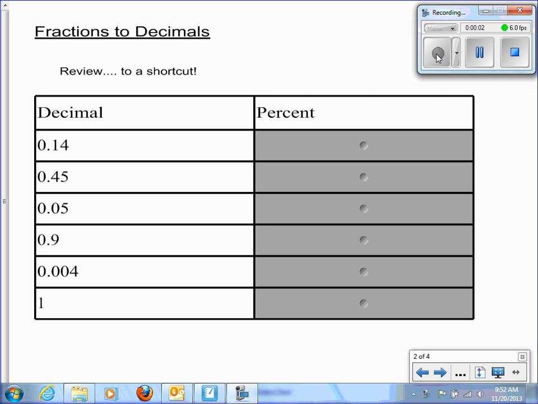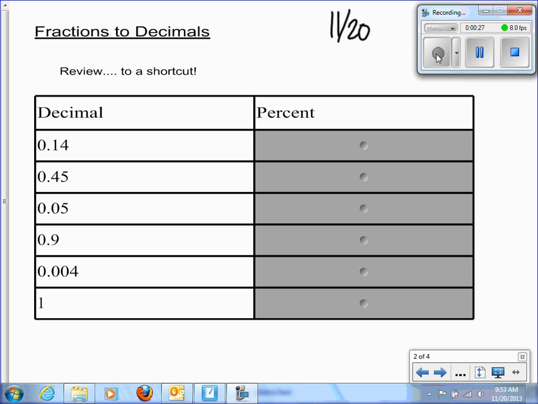Today's topic is fractions to decimals, and the date is 11/20. All right, so we have done percents to fractions, fractions to percent, decimals to percent, percent to decimals. Now we're going to do fractions to decimals. I'm going to kind of work backwards here. We're going to fill in this whole table, and I'm going to give you a little hint on how you can do this.